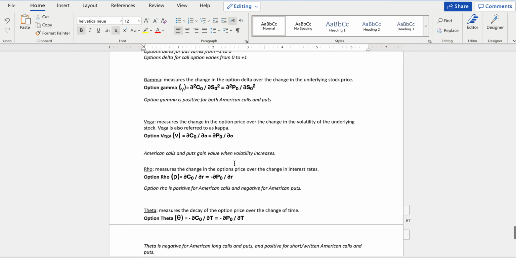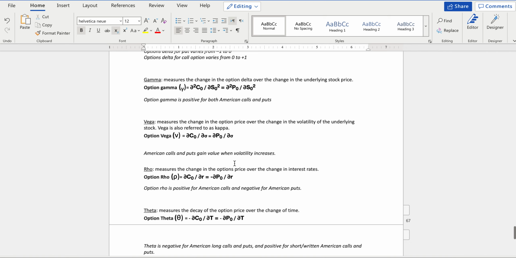Moving on to the rho. Rho is not a very popular Greek because interest rates don't change every single day. That is why rho is somewhat of an outcast in terms of the Greeks. It's not really part of the roster of Greeks, or not the popular ones.